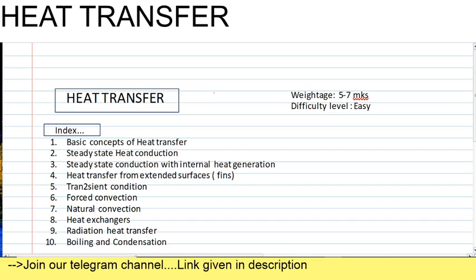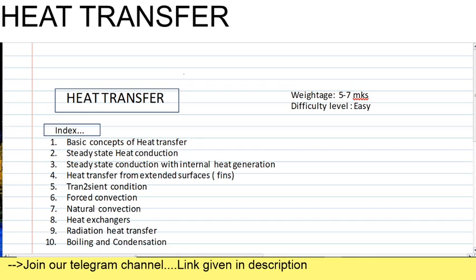Now, this is basically an introduction lecture of heat transfer, in which I am going to tell you about the index. We are going to deal with the basic concept of heat transfer, steady state heat conduction, and steady state conduction with internal heat generation. What is this internal heat generation, and what is this steady state also?